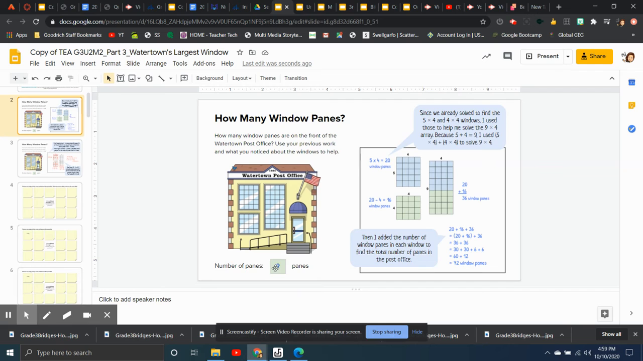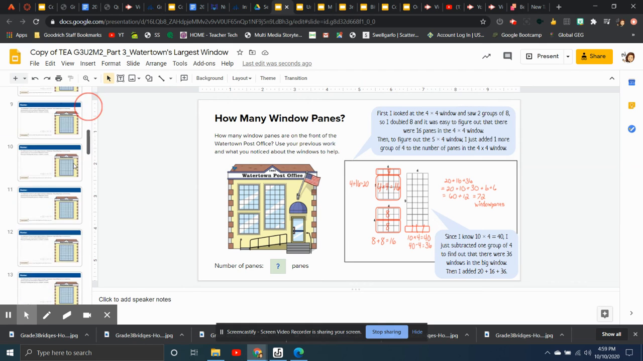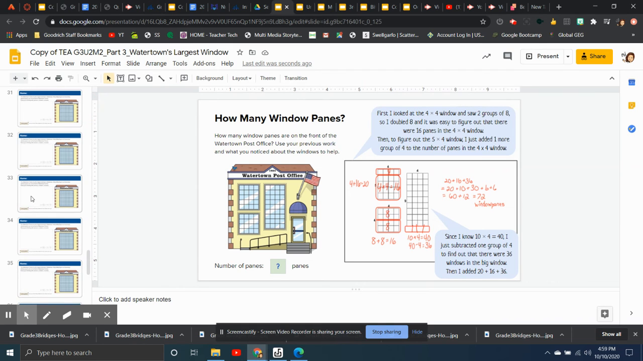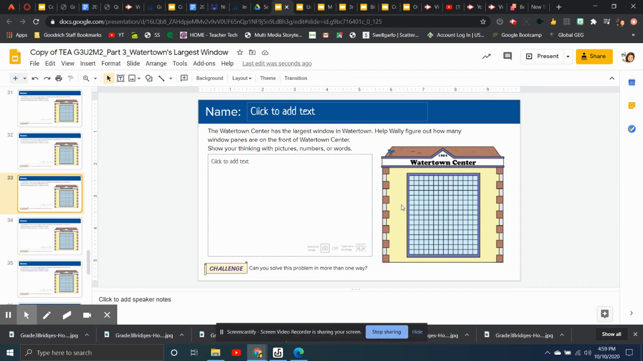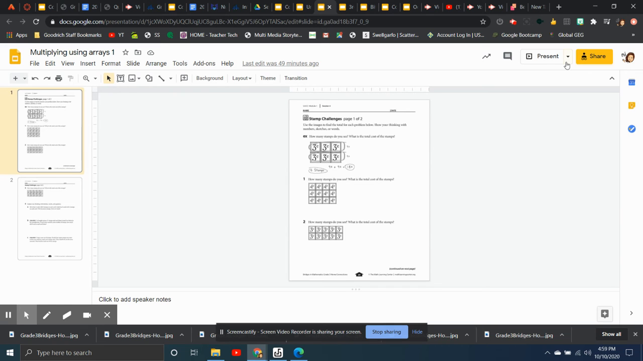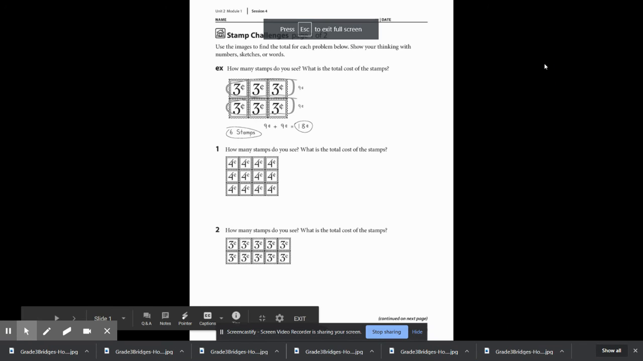Do not forget to put the answer there. Okay? That is your first part of your math today. You're just going to do one of these slides, tell me the whole thing. Then you will remember we did stamps. So this is redoing what we did last week.